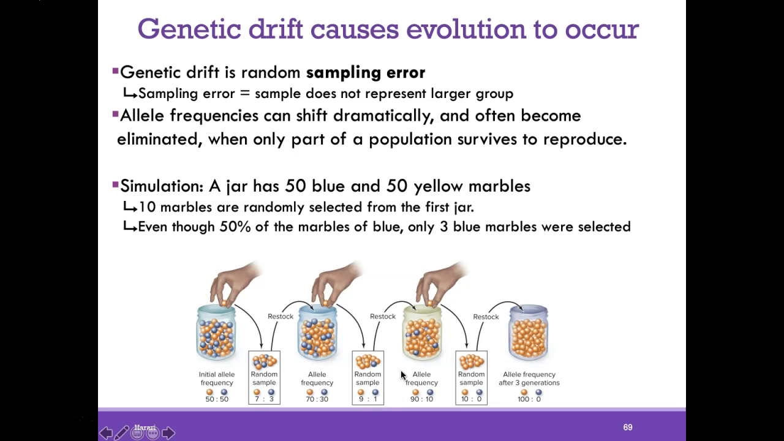If I were to restock the jar one more time to represent this allele frequency, if I were to select 10, it's possible that I'm only going to get yellow. And this way, my blue allele was completely eliminated from the population just by random chance. Right? So again, this is sampling error. And this happens in very small populations most.